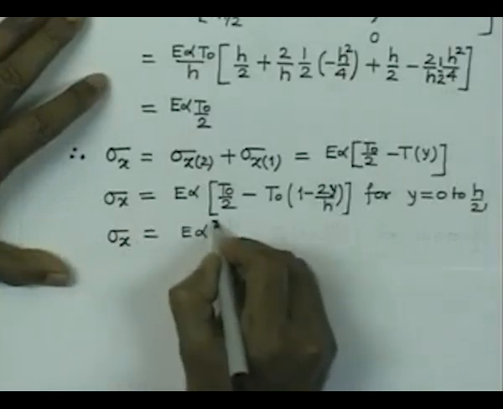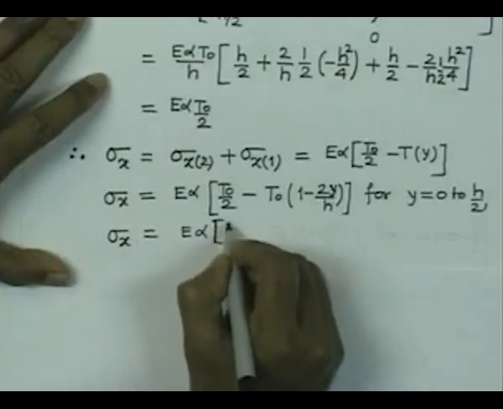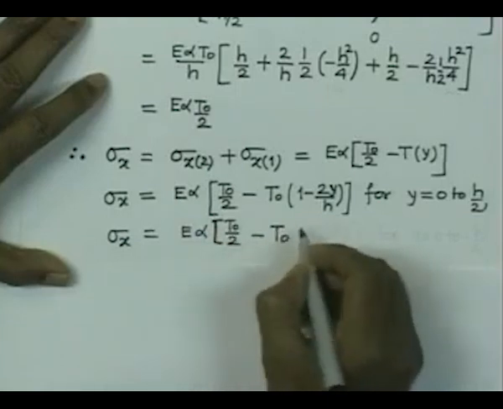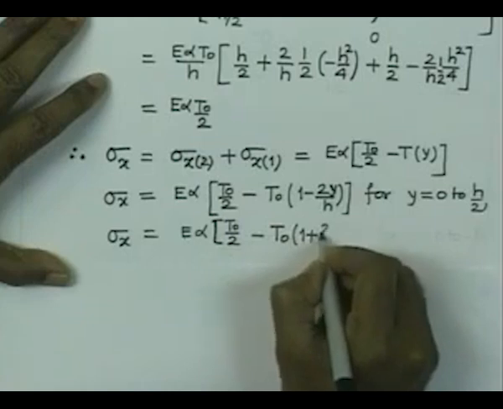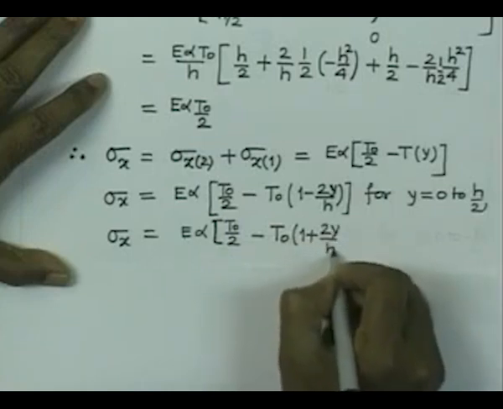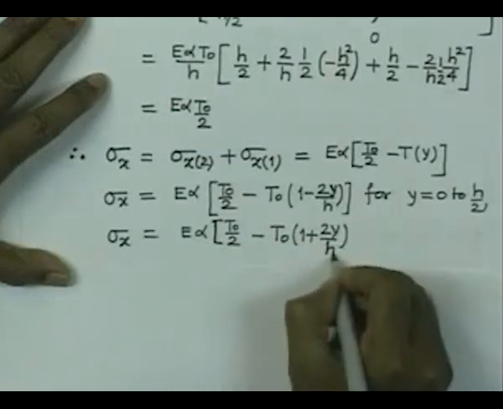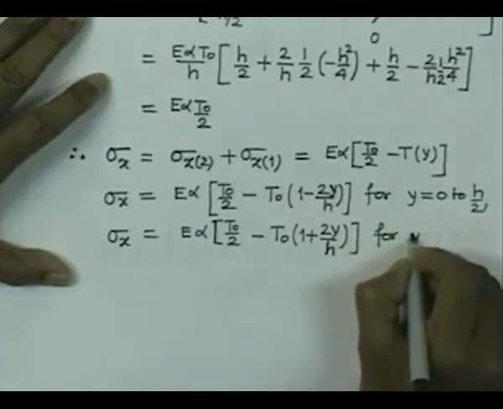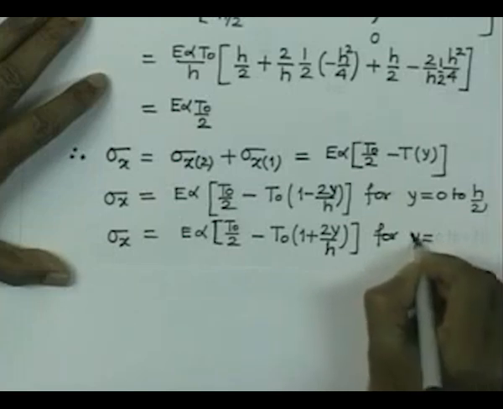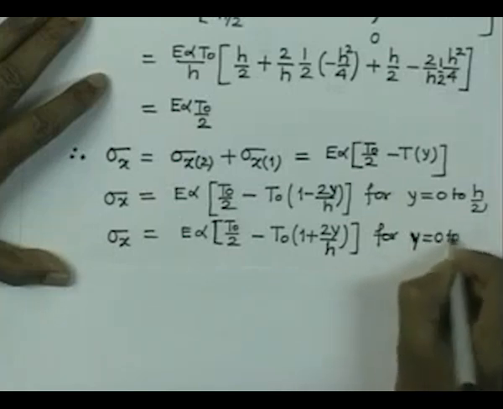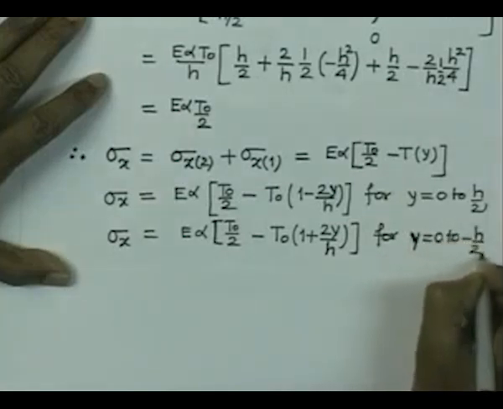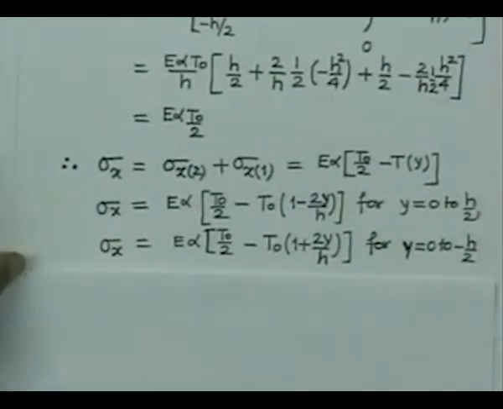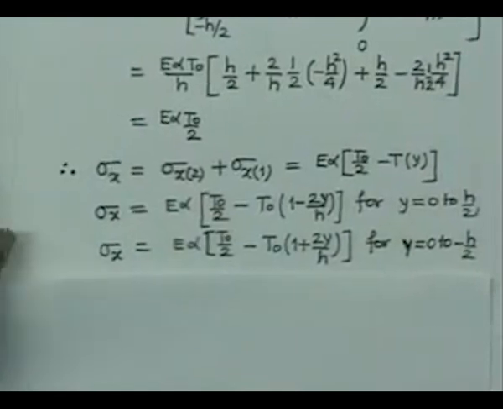And for the second half, σx = E α (T0/2 − T0 (1 + 2y/h)), and this is for y equal to 0 to minus h by 2. So, these are the variations of stresses in the two halves.